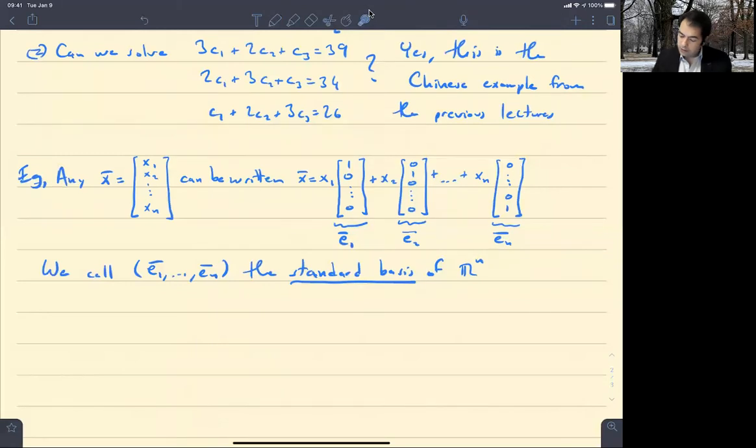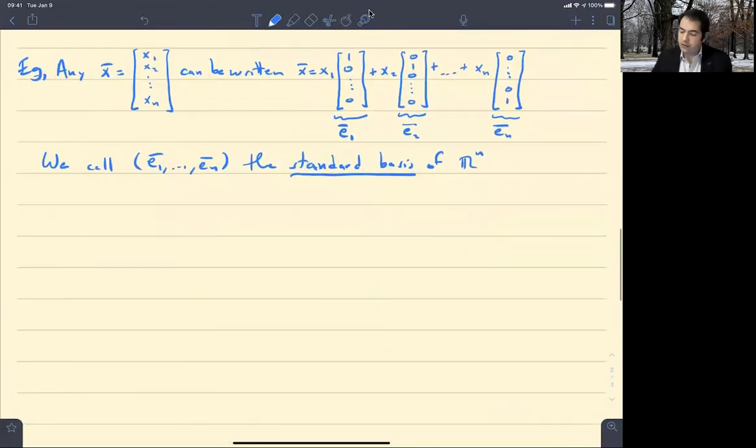This notation, when I use round brackets instead of squiggly brackets to denote a set, I mean that I care about the order. So I'll talk about this being a list as opposed to a set. A list is just going to be a set where the elements are in a fixed order. Okay, so this list of vectors is known as the standard basis of Rn.